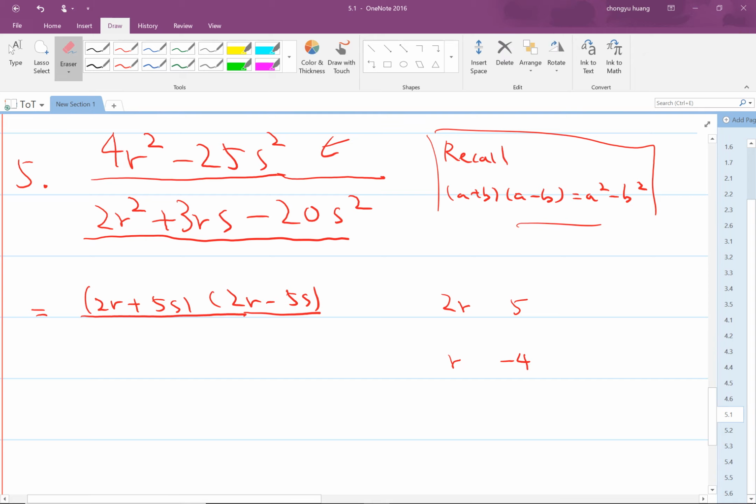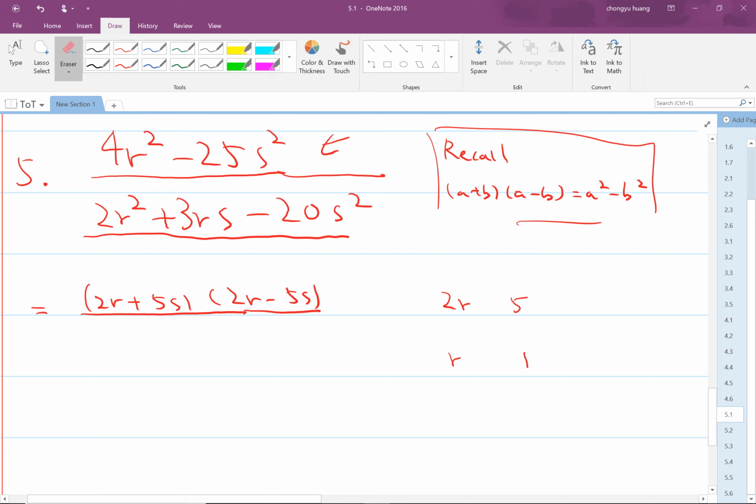Let me actually change the order. So here, it's actually 4 and then negative 5. So the right combination over here is this way. Let me check again. Yeah, this is going to be the right combination.